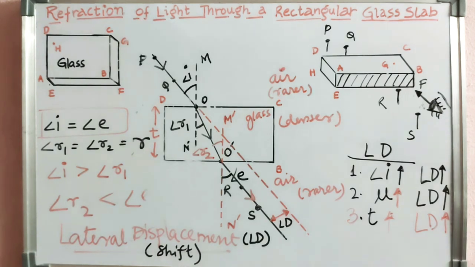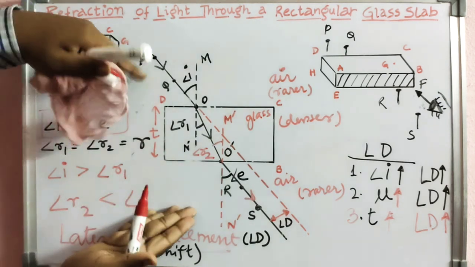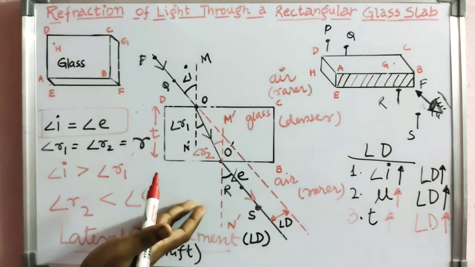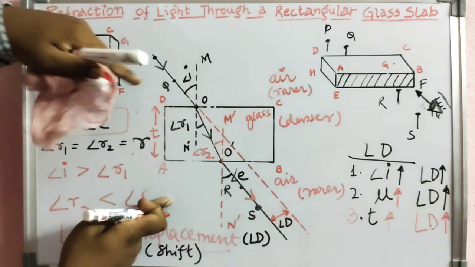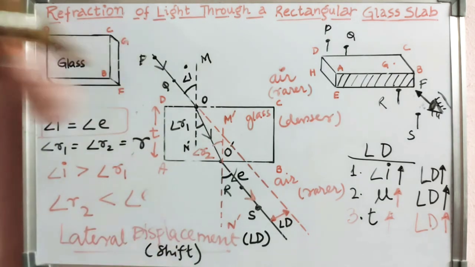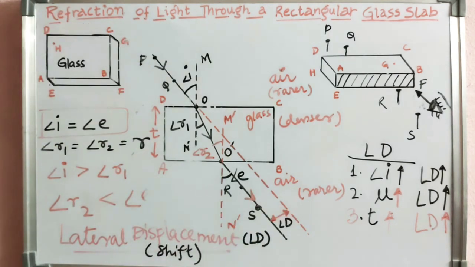Increase the thickness, lateral displacement will be more. So if I take a bigger one up to here, suppose the side AD, let me take it as bigger one. What would happen? Lateral displacement will increase. If I decrease the size, lateral displacement will decrease.